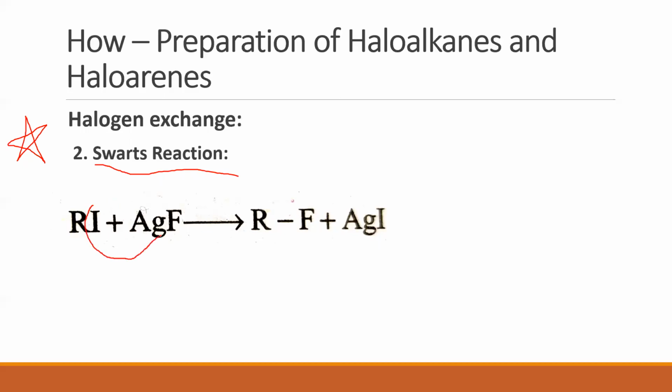Yes, iodine takes away silver to go out as silver iodide. In place of iodine, which halogen is coming in? Fluorine is coming in to give us alkyl fluoride. So this reaction is similar to the previous case, except that which halogen is getting replaced? Yes, in the previous case, iodine comes in place of either chlorine or bromine. Whereas here, fluorine comes in place of iodine. This reaction is called the Schwarz reaction.